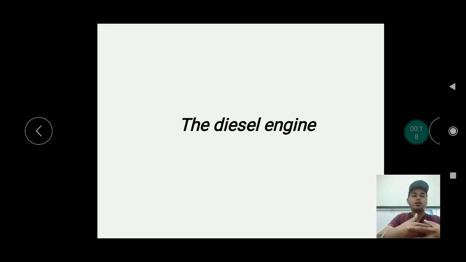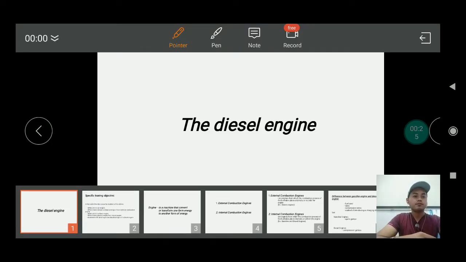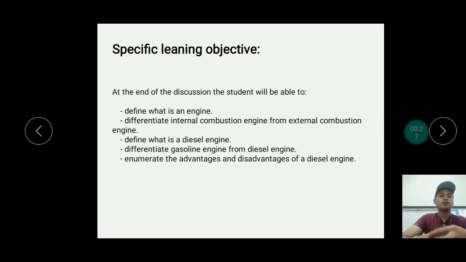So, we will be talking about the diesel engine. Okay, the specific learning objective: define an engine. We will differentiate the internal combustion and the external combustion engine, and so much more.